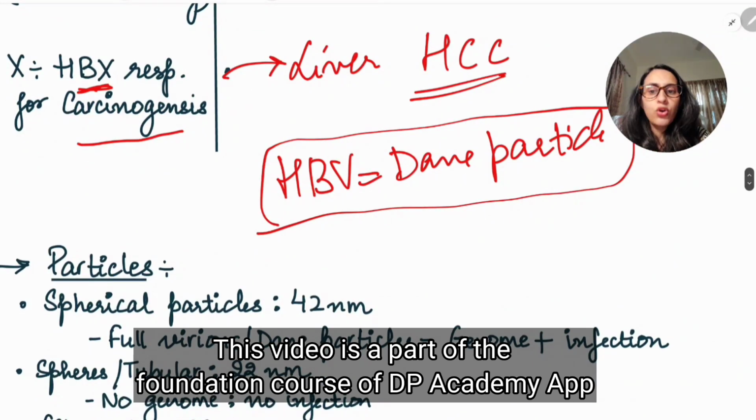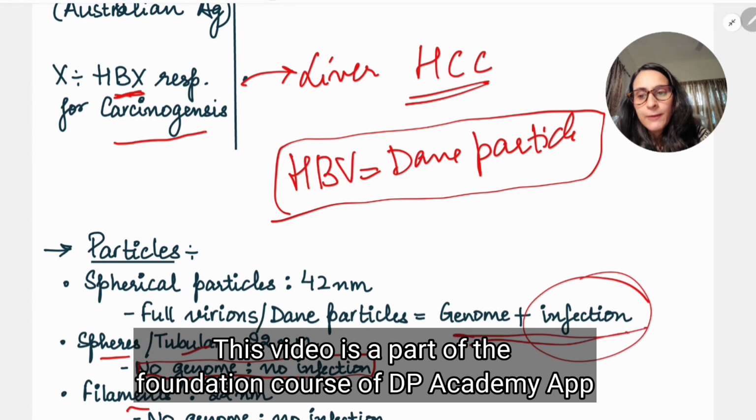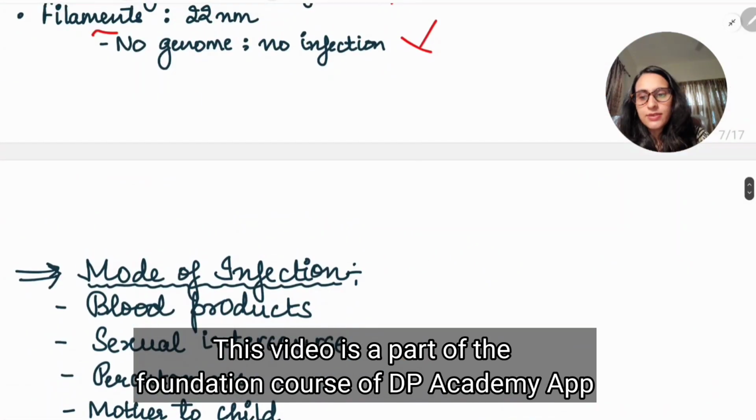If the surface antigen is small or medium, compared to the full virion, for example if it is spheres or tubular, or if it is filamentous, then no genome, no infection. Full virion, that means the complete hepatitis B, the Dane particle, is going to cause infection. If the surface antigen is not present, or if it is small, then it is not going to cause the infection. Only the full Dane particle causes infection.